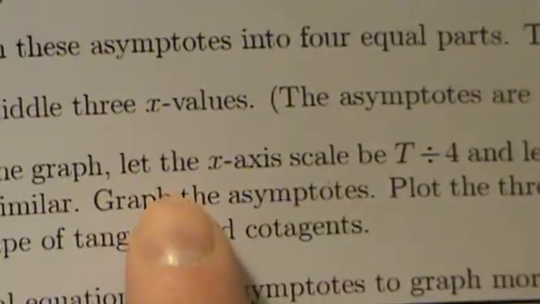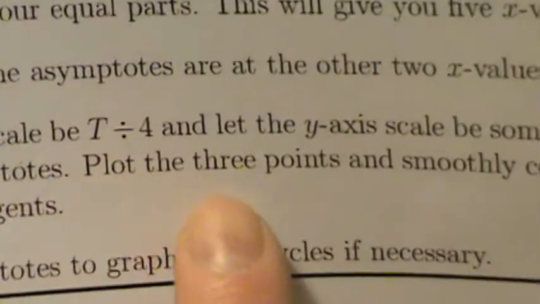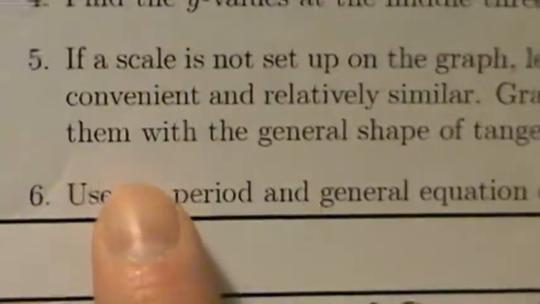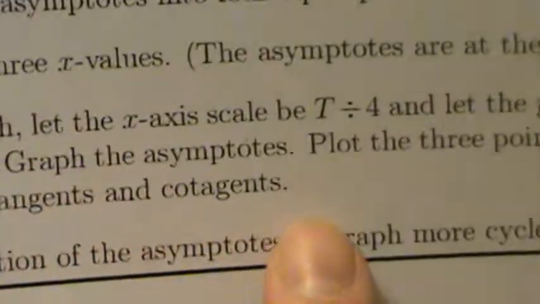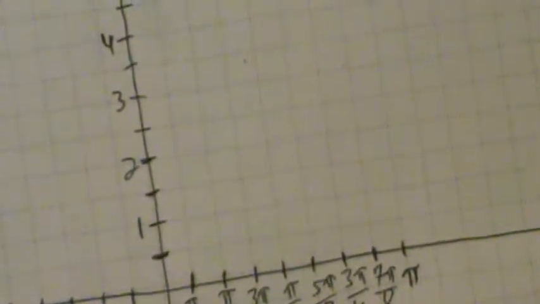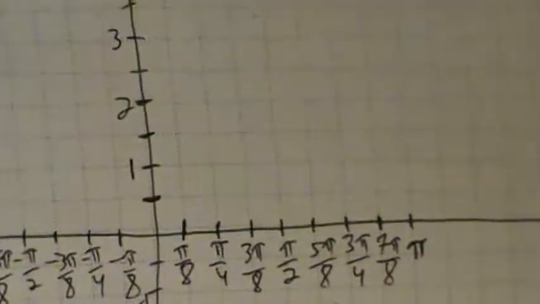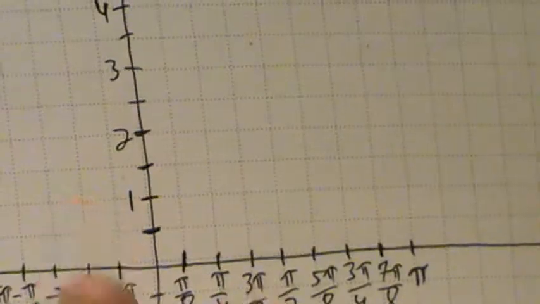So we'll graph the asymptotes first, and then also plot the 3 points that we found in step 4 and smoothly connect them with the general shape of tangents and cotangents. Okay. So this is a pretty straightforward step. Once we have the scale set up, and again, you might actually be given a scale to work with already, which would save you a lot of trouble, which is really nice. But if you're not, then that's how we do it.